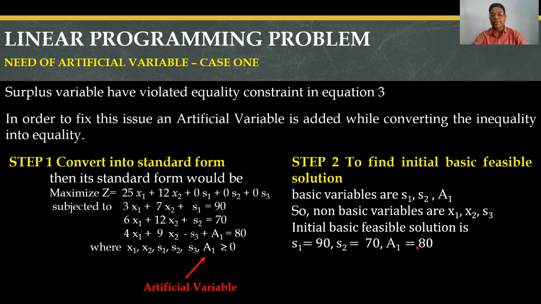Now we have got a1 = 80, which means a1 is the basic variable, and it also means that s3 is not a basic variable now. So s3 is now a non-basic variable, a1 is the basic variable, and we got this solution: s1 = 90, s2 = 70, and a1 = 80. This is not violating any conditions, so we can accept this initial basic feasible solution and we can start with the simplex method.